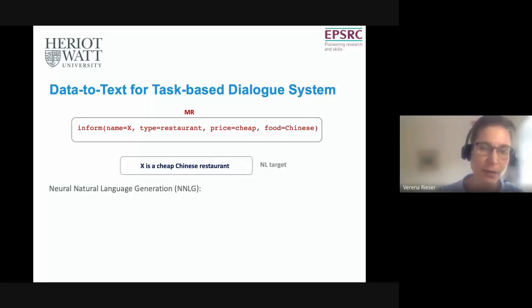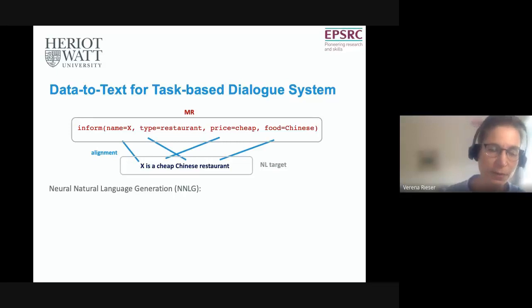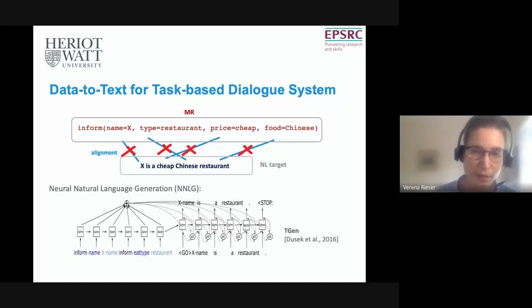And in the good old days, before neural models, we had to first establish some alignment between the input and the output. This alignment had to be learned from annotated data. Again, this was very costly to do, and it was very hard to crowdsource this type of alignment. Then in about 2015, 2016, as I mentioned, people introduced these sequence-to-sequence models with attention. This is an example from my colleague Ondřej Dušek called TGen, which was one of the earliest systems doing this.